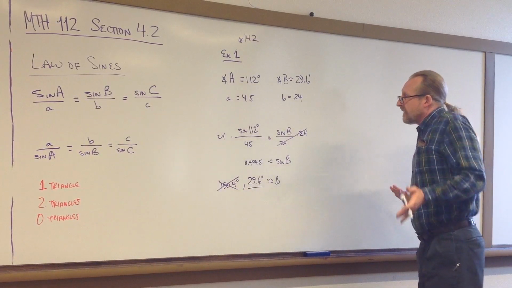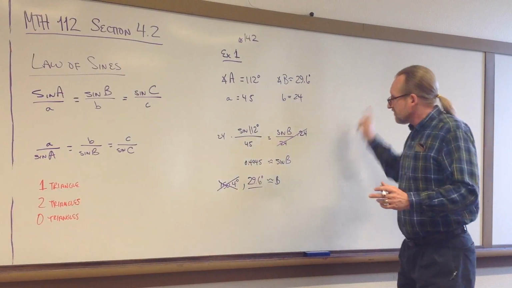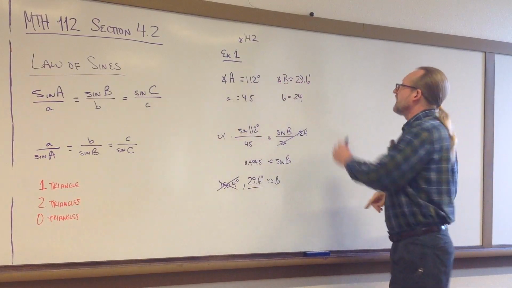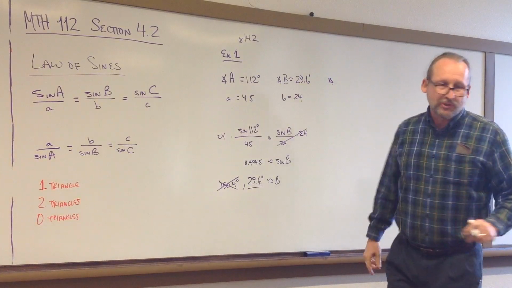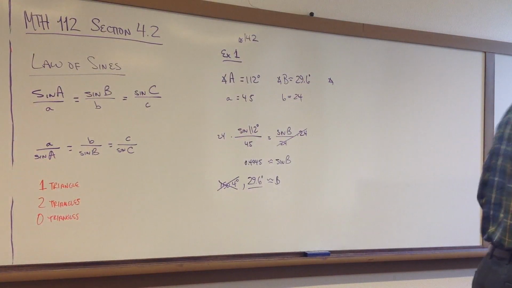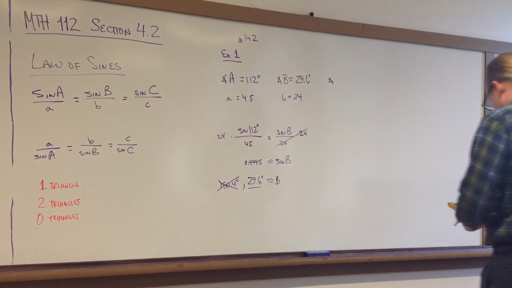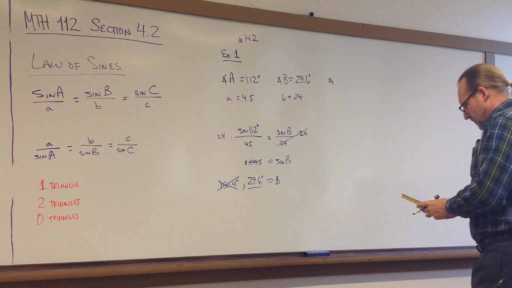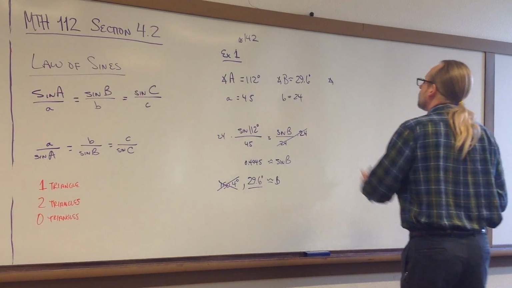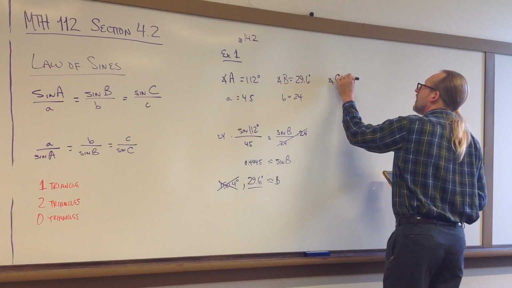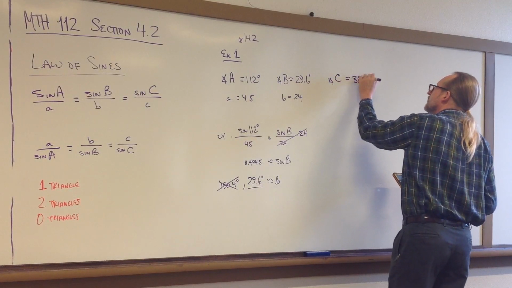Alright, now that we've done that, that says we're only going to get one triangle. Okay, there's angle A, there's angle B. We can subtract from 180 to find angle C. 112, 29.6. 38.4 is what I'm getting for angle C.